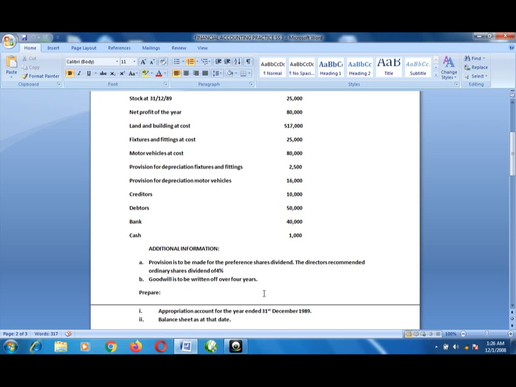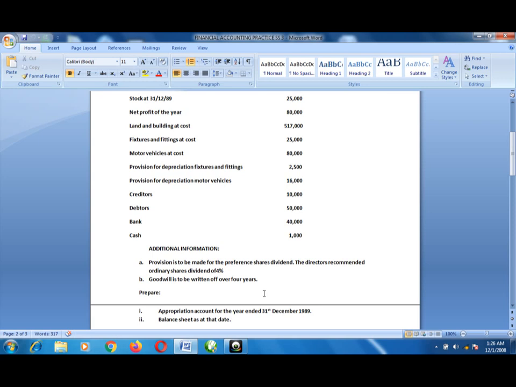You have the net profit of the year, and the second one, profit and loss. The profit and loss will be the first entry on the credit side of the profit and loss appropriation account as balance brought down. And the second one that will be transferred to the credit side of the profit and loss appropriation is net profit of the year. Net profit for the year, which is 80,000.